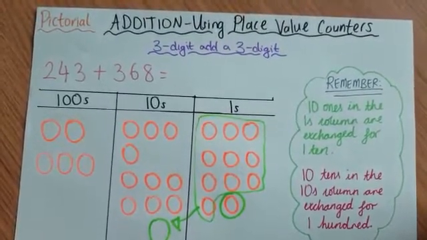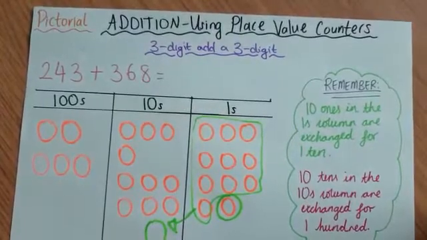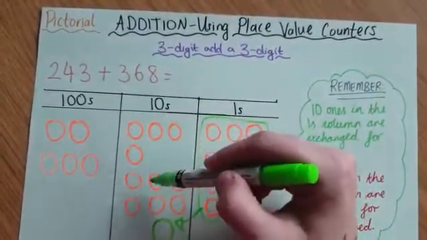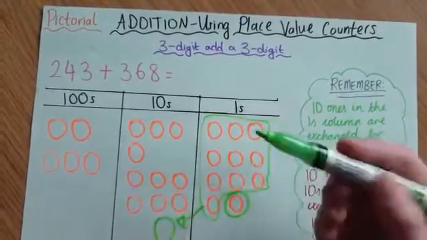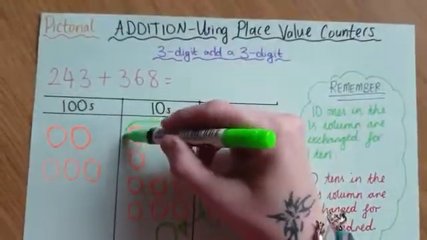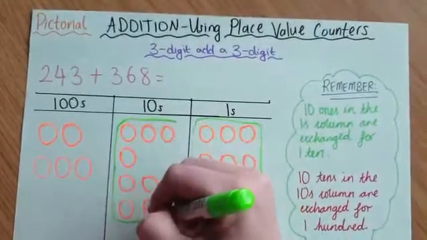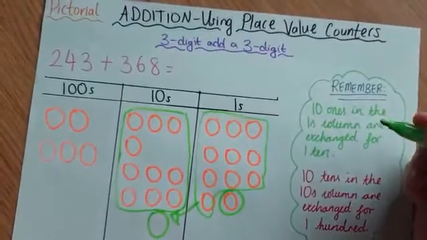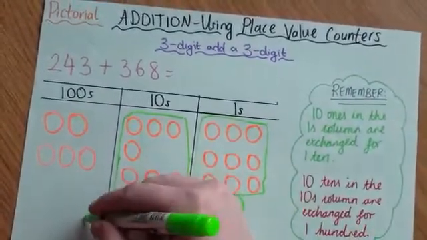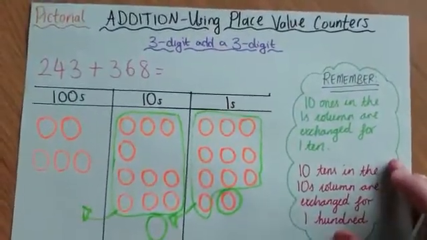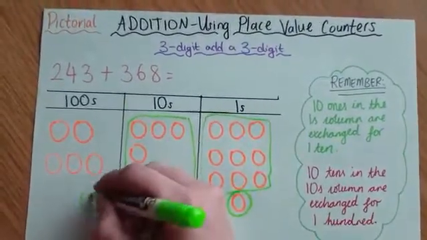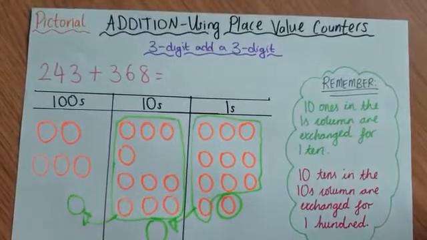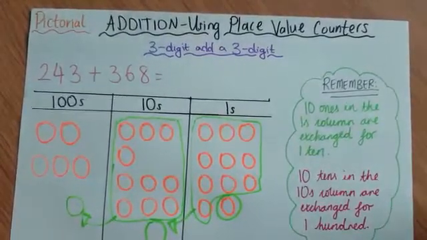I'm now going to check my tens, and again, if I need to exchange, I will exchange into my hundreds. 1, 2, 3, 4, 5, 6, 7, 8, 9, 10. I'm now going to put a circle around my tens to show that I have 10, and then I'm going to draw an arrow into my hundreds column to show that is where I'm moving it to. Draw the counter to show that there is the additional 100, and now we can work out our answer.